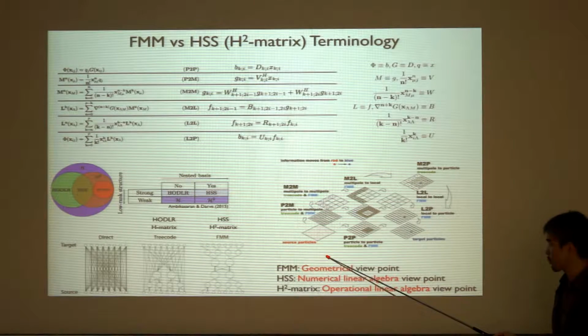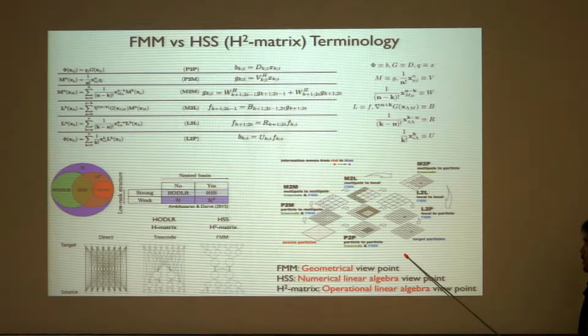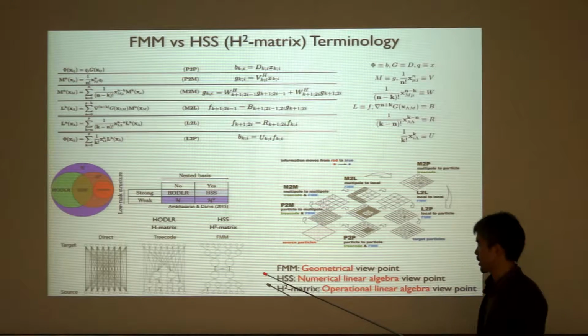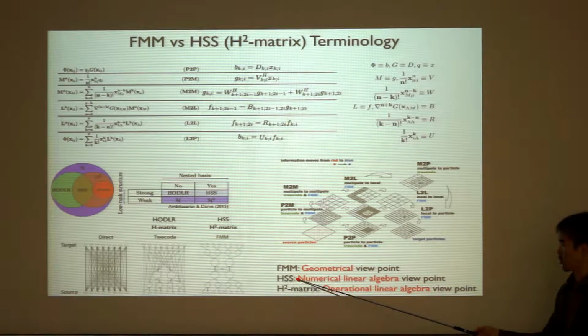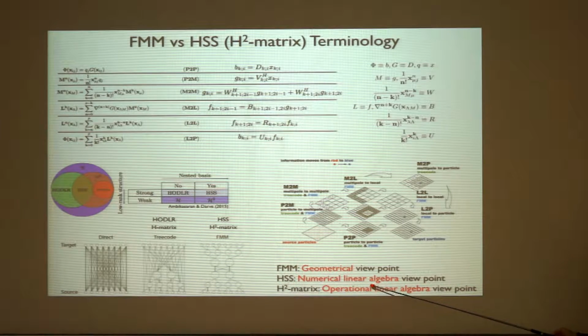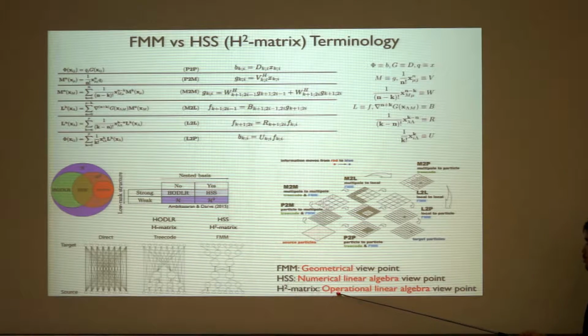The FMM, as I've been repeating many times, takes a geometrical point of view for this hierarchical low-rank approximation. HSS you can think of as a numerical linear algebra point of view, because it was developed by numerical linear algebraists like Chandrasekaran and Gu. They are experts in the field of numerical linear algebra, so they come from that viewpoint. H squared matrix is more like an operation. This comes from the German school.